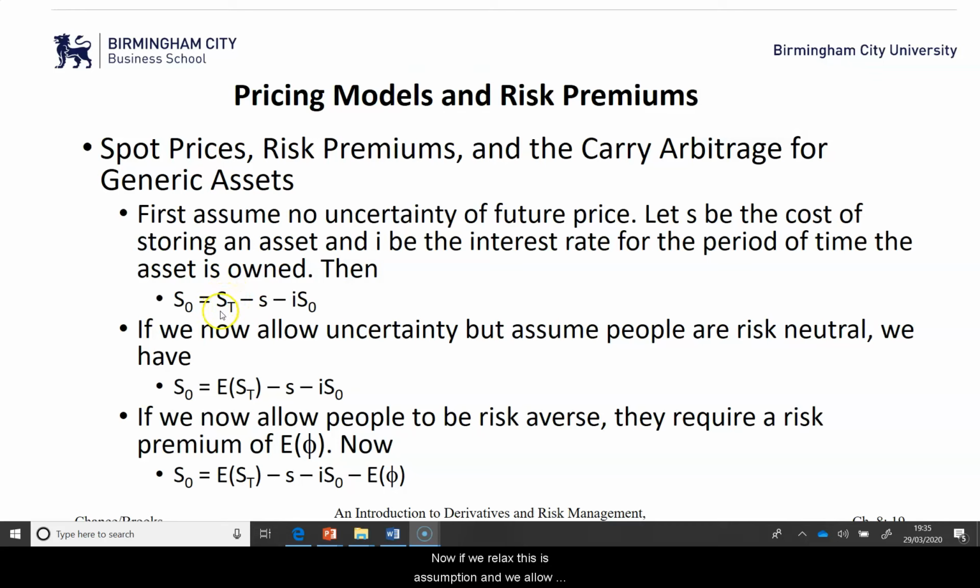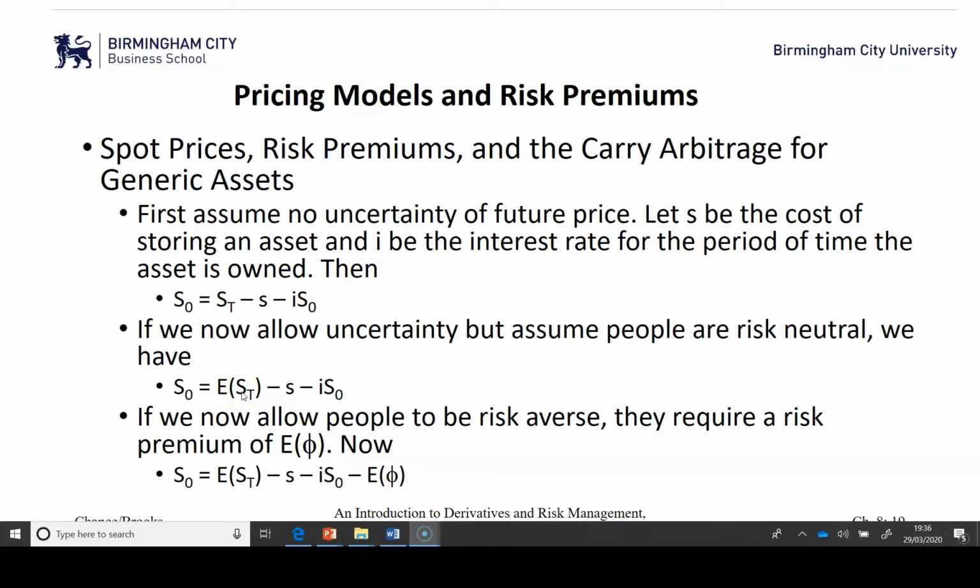Now, if we relax this assumption and we allow uncertainty but still hold that investors are risk neutral, we can rewrite this relationship in terms of expected spot price. Here we are allowing that the spot price at expiration may be different and can be any number. However, we have an expected spot price which is the average of all that is possible at expiration.